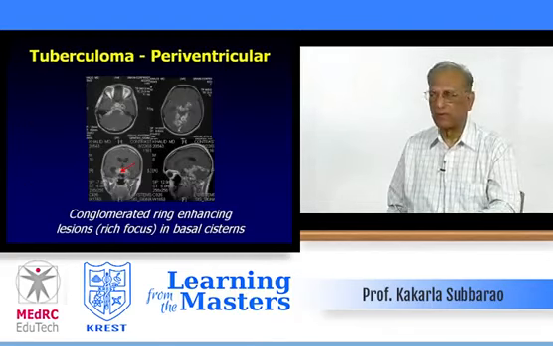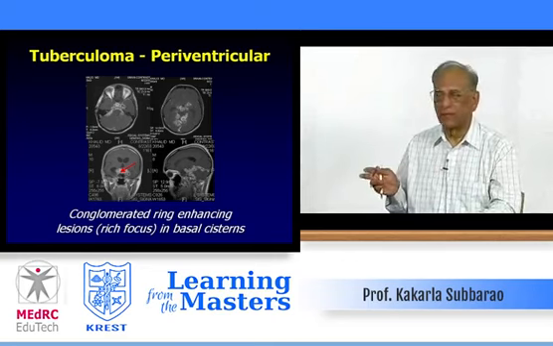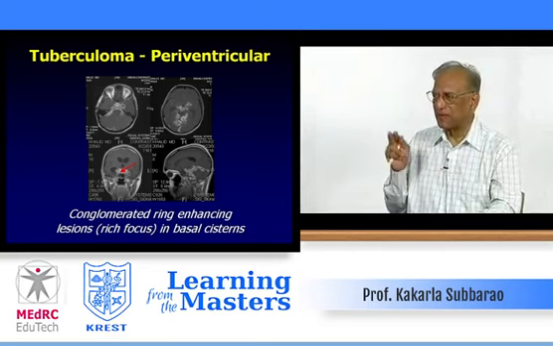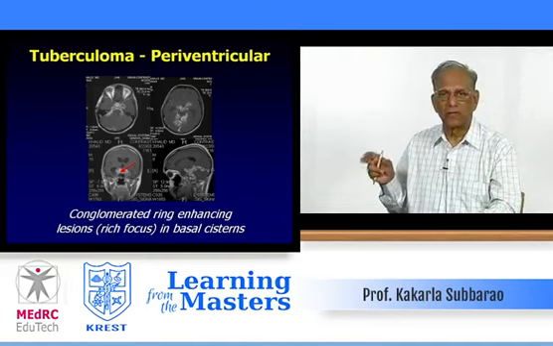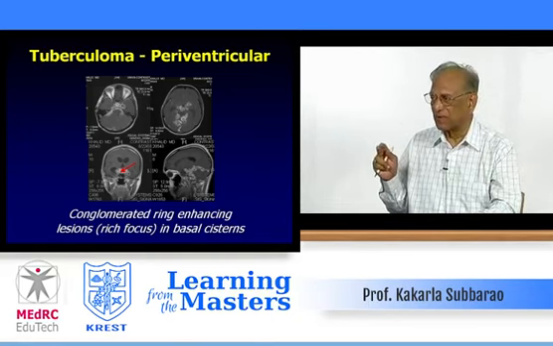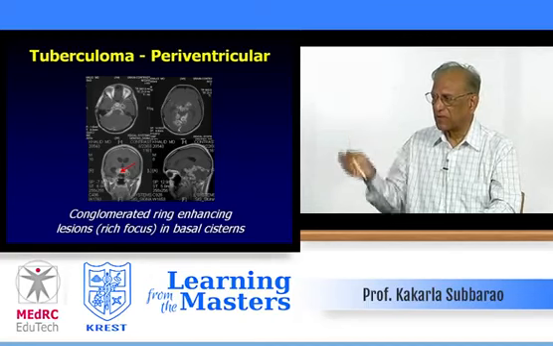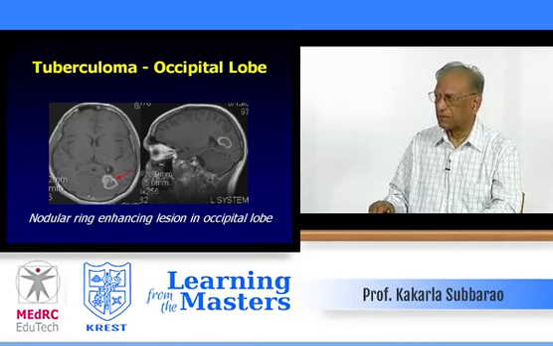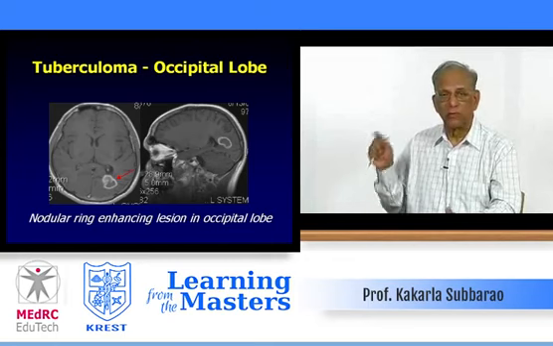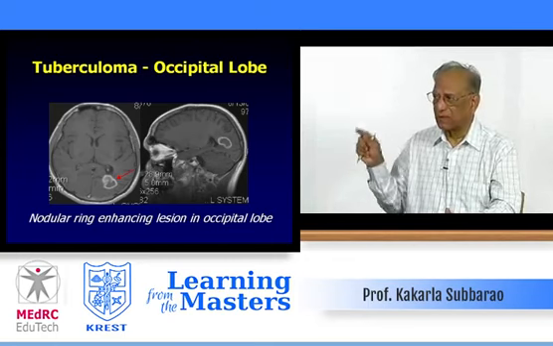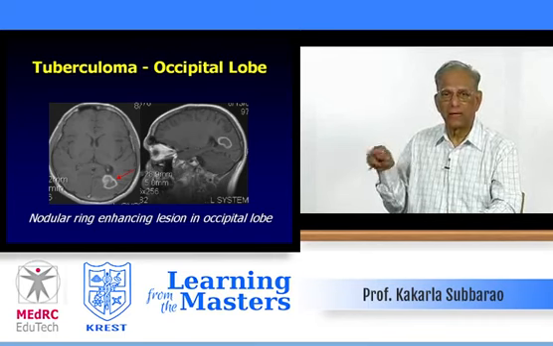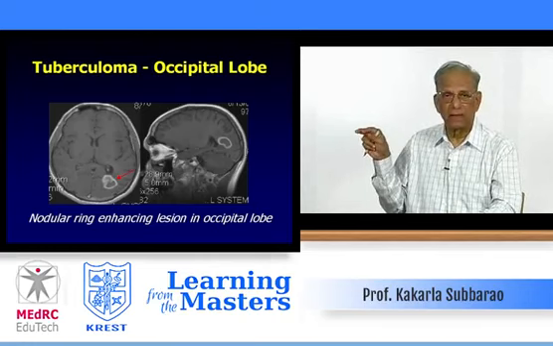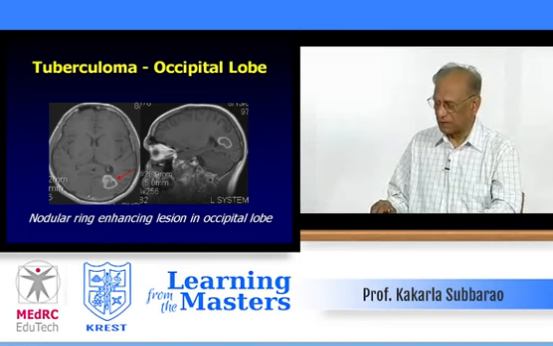Here is an example of periventricular tuberculomata. Look at the conglomerated ring enhancing lesions. They used to call it the Olympic type of rings. And then in the basal cisterns, you could see. In the occipital lobe, a well defined, almost ring-like lesion or double rings, enhancing lesions in the occipital lobe. This enhances with contrast. Central area, note, it is hypodense.